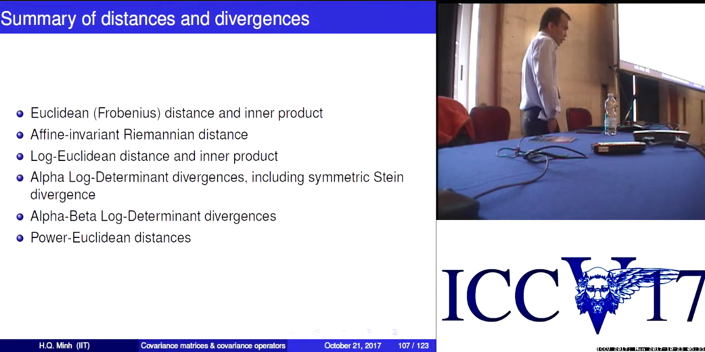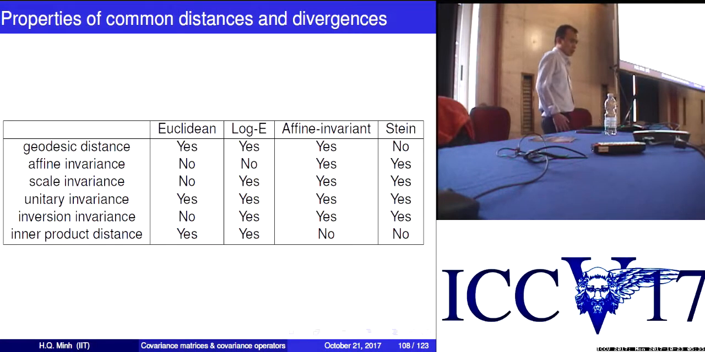So I have finished talking about the distances and divergences. We talked about the Euclidean distance, the log Euclidean distance and the affine invariant Riemannian distance. We talked about the different divergences, the alpha log determinant divergences and the alpha beta log determinant divergence. So there are a lot of different divergences one can use, and also the power Euclidean distances. This is a summary of the most commonly used distances and divergences.